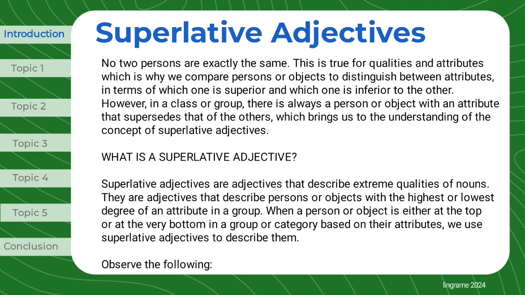What is a superlative adjective? Superlative adjectives are adjectives that describe extreme qualities of nouns. They are adjectives that describe persons or objects with the highest or lowest degree of an attribute in a group. When a person or object is either at the top or at the very bottom in a group or category based on their attributes, we use superlative adjectives to describe them.